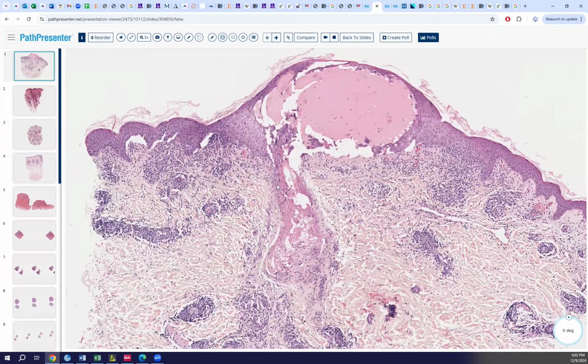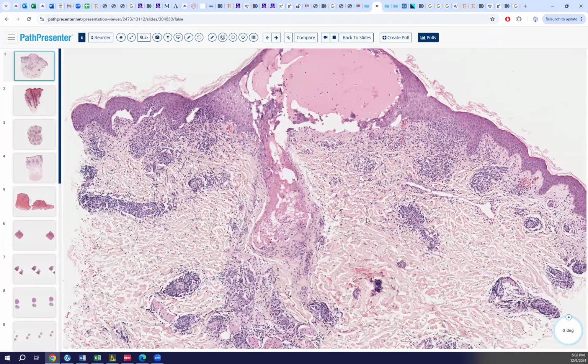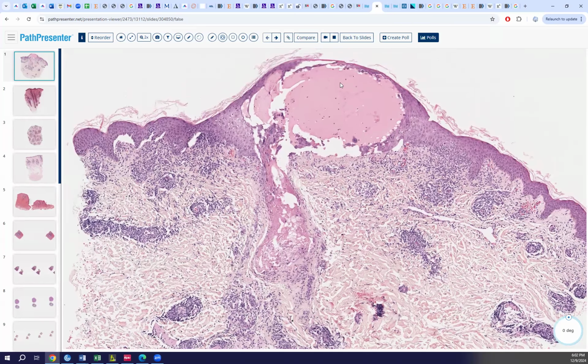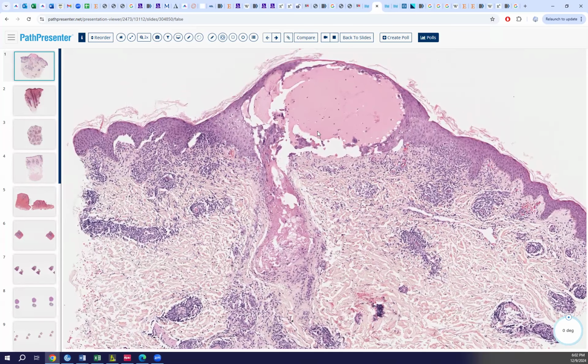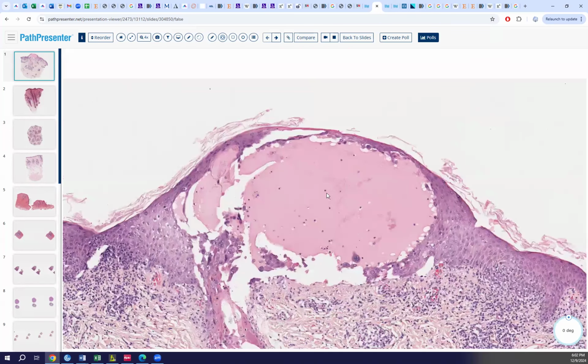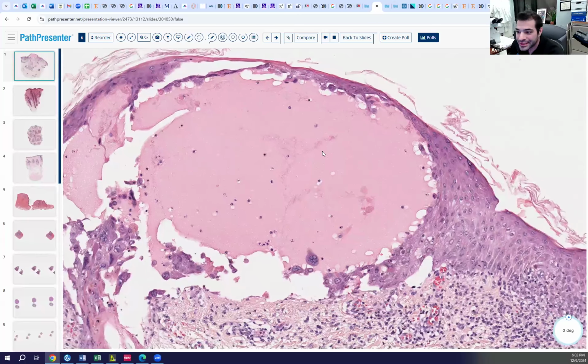What else do you think? It almost looks like it could be acne. I don't know. There's inflammation surrounding the area. There's this keratinous ball in the top epidermal layer, not a true cyst because there's no granular layer. There's a lot of fluid in there.